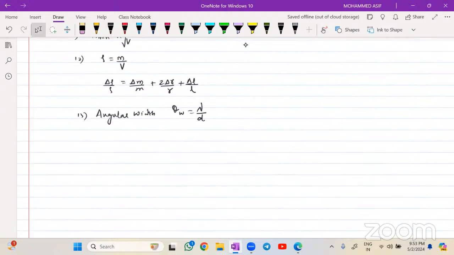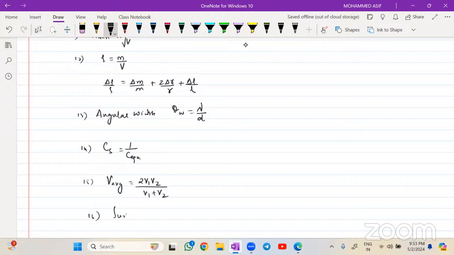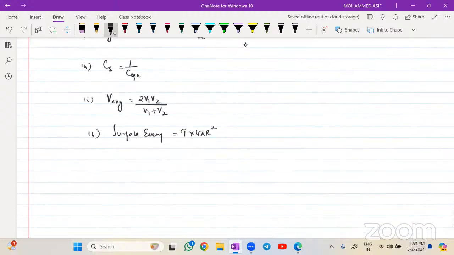Okay, then capacitors in series combination 1 by C equivalent, ऐसा कुछ. Clear? Then average velocity पे भी क्वेश्चन था. V average is equals to 2v1 v2 divided by v1 plus v2. Then surface energy is equals to surface tension into area. Area is 4 pi into your r square. Surface tension पे एक क्वेश्चन था, isn't it?